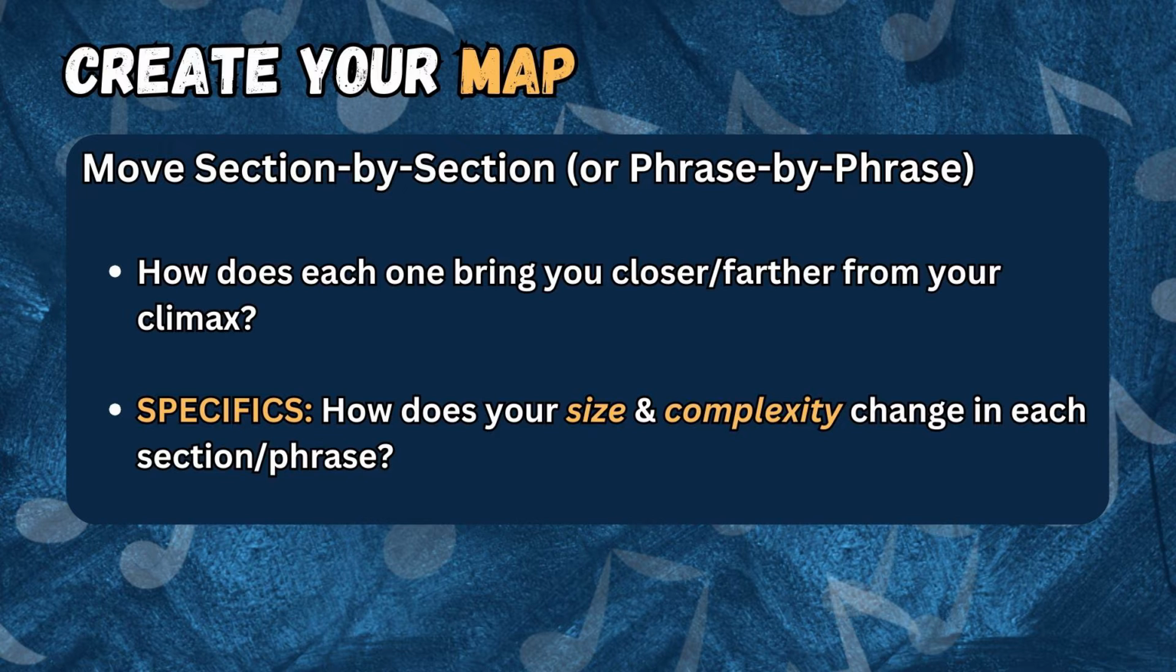Creating the map for your arrangement involves taking quick notes on how each section or phrase will bring you closer or further away from the climax. And this is why it's important to start by planning the climax first. Specifically, you want to start planning on how the size and complexity or energy of each section will either increase or decrease when compared to the section that comes before it.